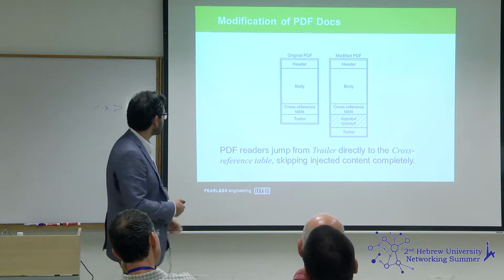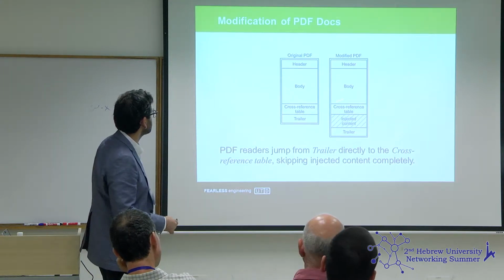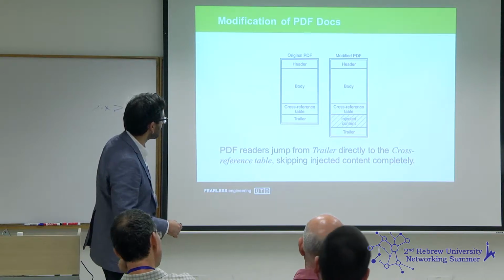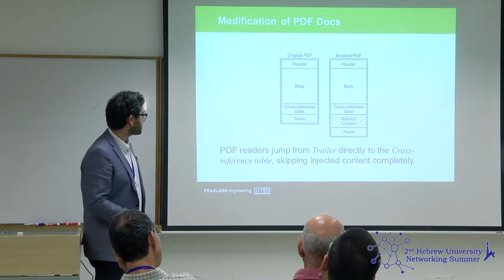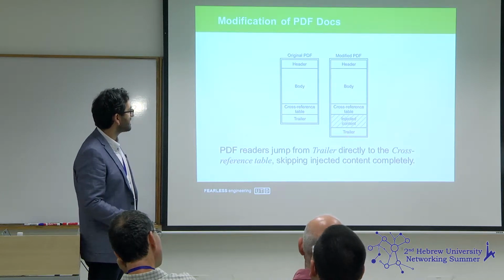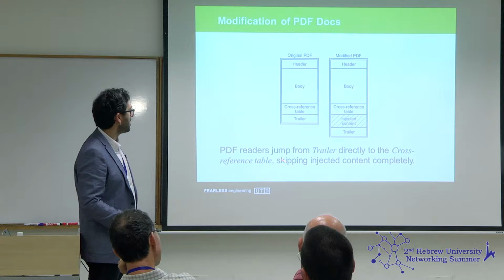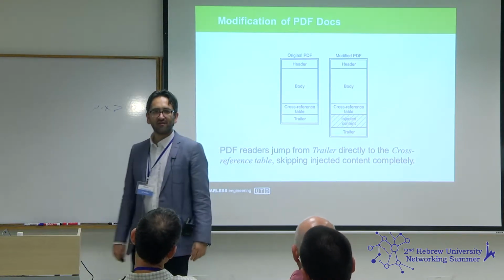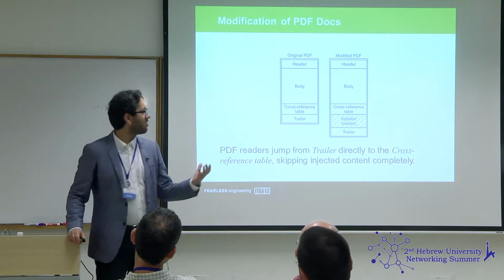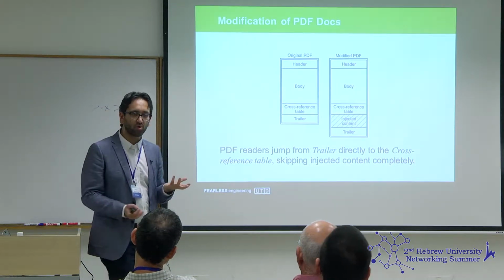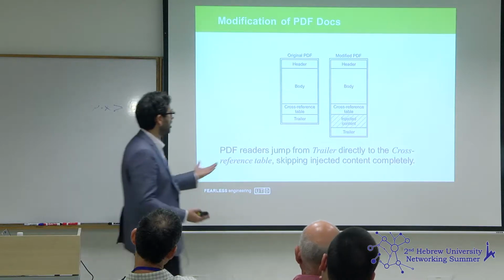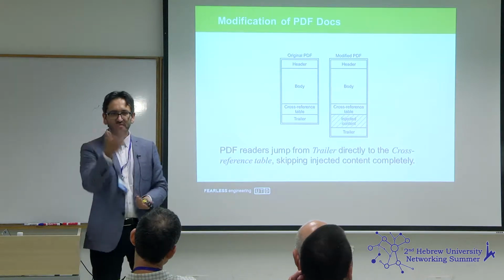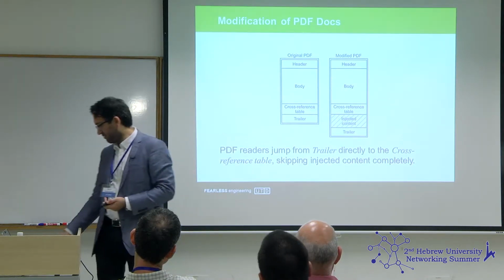So what they are doing is this is the original PDF, and then they inject this content, and it turns out that PDF readers jump from the trailer directly to the cross-reference table, and this part is totally not shown. Therefore, in this scenario, the cost of change is almost zero once you find the content, because it doesn't change how the PDF looks. Because if you change how the PDF looked, then it may have impact.